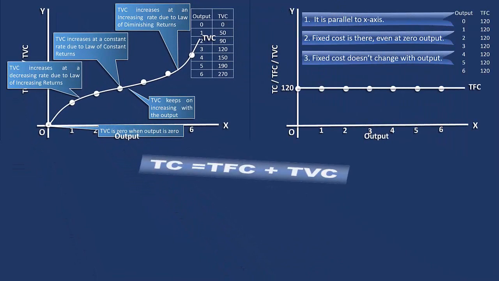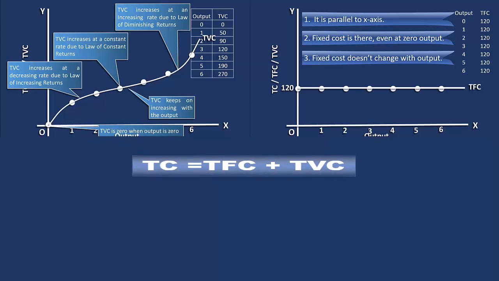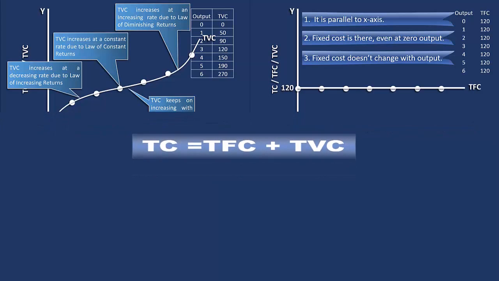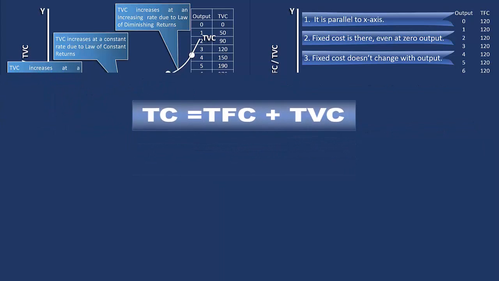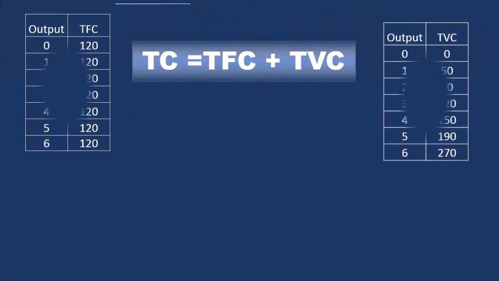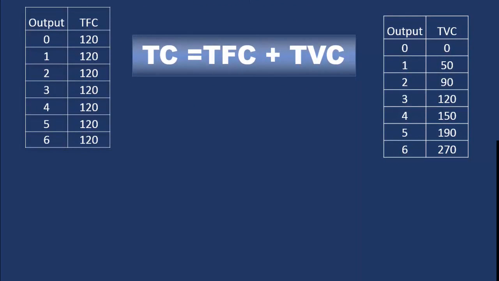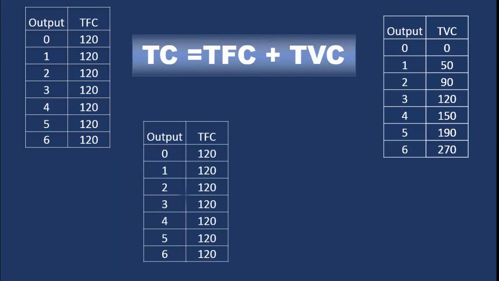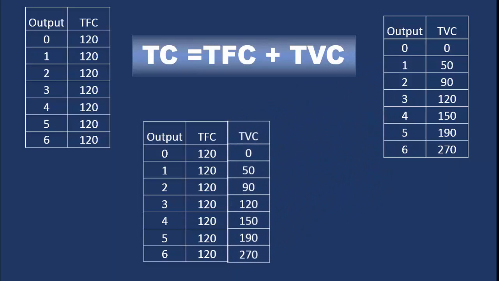We shall now turn to total cost. In the short run, total cost is equal to total fixed cost plus total variable cost. It is the cost incurred to bring out a certain output. We have total fixed cost and total variable cost tables. Let us combine them into one table.